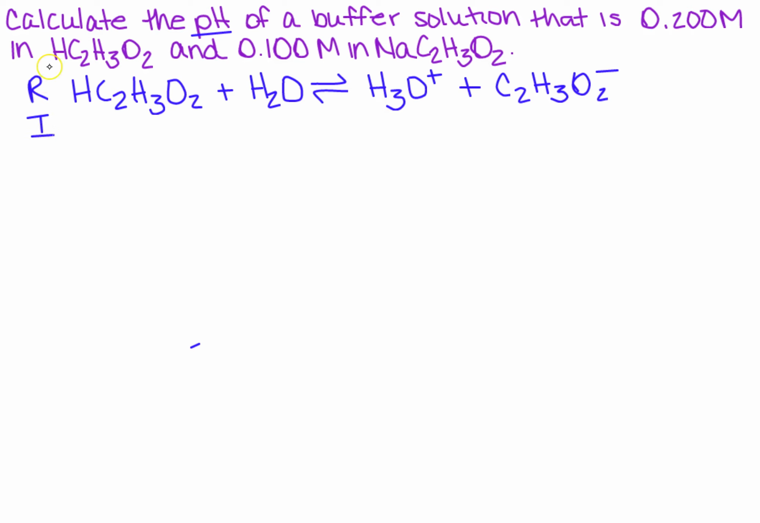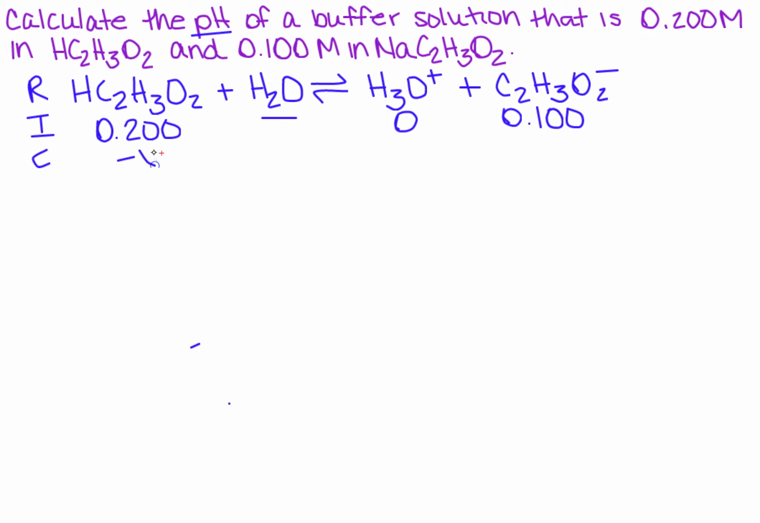So I need to look at initial concentrations. So initially it says that for the acid I had 0.200. Remember, water doesn't count. We didn't have any hydronium ions. However, we've got this 0.1 of this salt. Now remember, this is soluble, so it makes sodium ions and acetate ions. So I've just got the ion over here. So that's going to be 0.100.